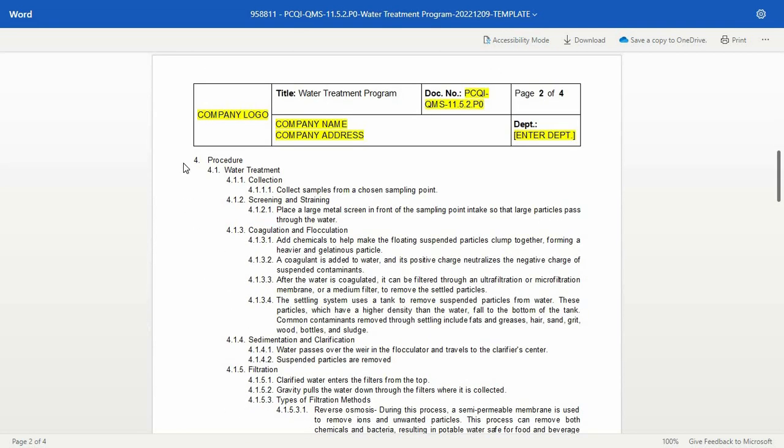The fourth component of the program is procedure. The procedure is the step-by-step process and the actual implementation of the policy. Under water treatment, first is collection. Collect samples from a chosen sampling point. Second is screening and straining. Place a large metal screen in front of the sampling point intake so that large particles pass through the water.